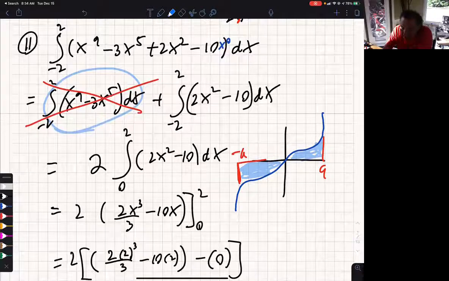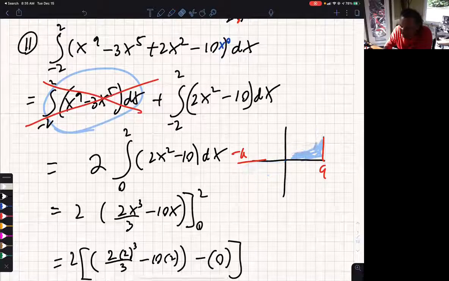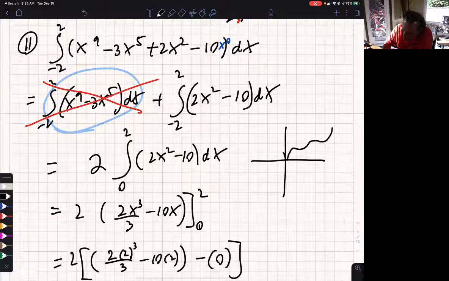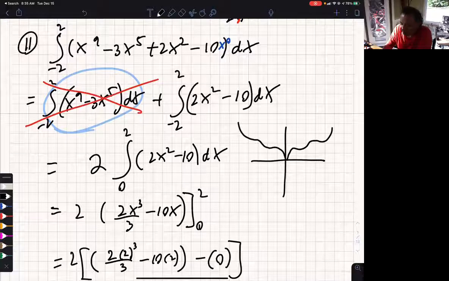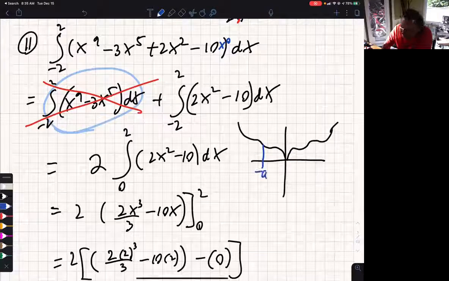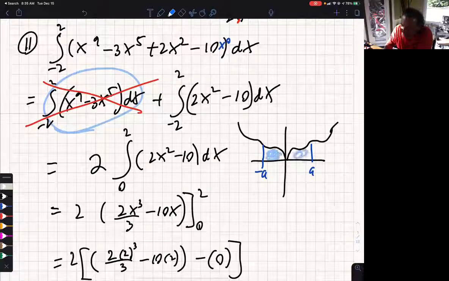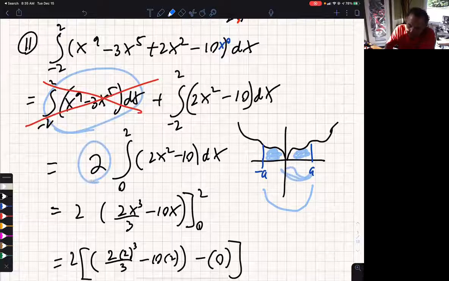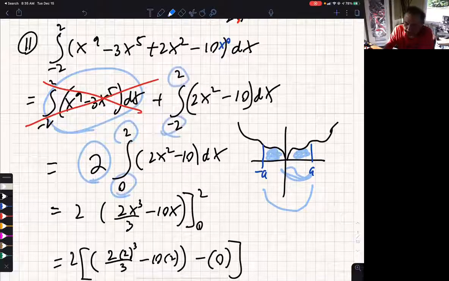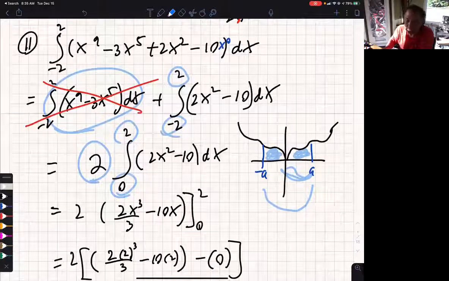And then let me show you the other side, what's happening. An even function is going to look the same on both sides, like a mirror reflection. And if you integrate from minus a to a, now it should be obvious that this area and that area are the same. So instead of integrating across the whole distance, we just go half of it, 0 to a, and double it. That's why I doubled and went from 0 to 2 instead of negative 2 to 2. So that's what happened. And that's number 11.